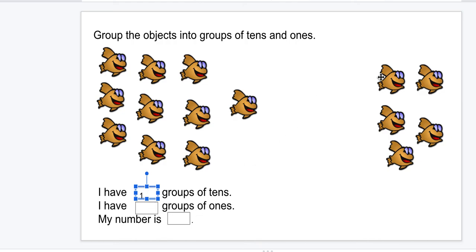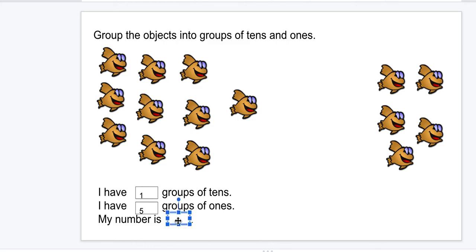So we have one group of tens. Now, how many ones do I have? Let's count them up. 1, 2, 3, 4, 5. I have 5 ones, and then I have one group of tens.